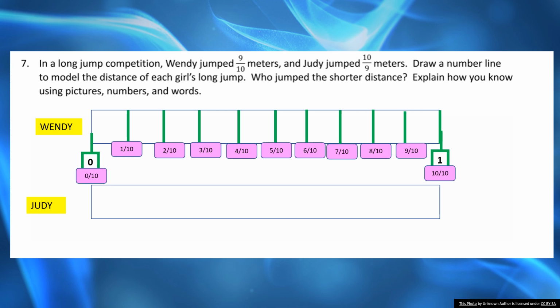Okay, now that our number line for Wendy has been correctly labeled and partitioned into tenths, let's go ahead and plot 9 tenths, because that's where Wendy jumped. She jumped to 9 tenths meters. Now, I placed a dot there. You can circle it. If circling it is easy for you, then that's what you do.